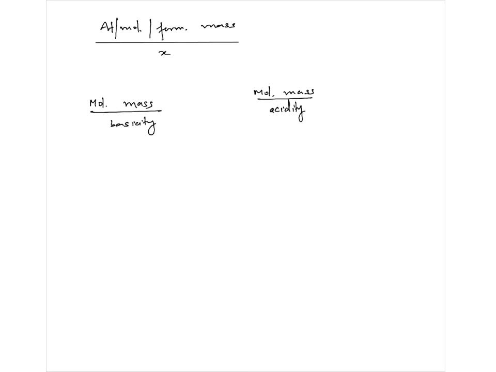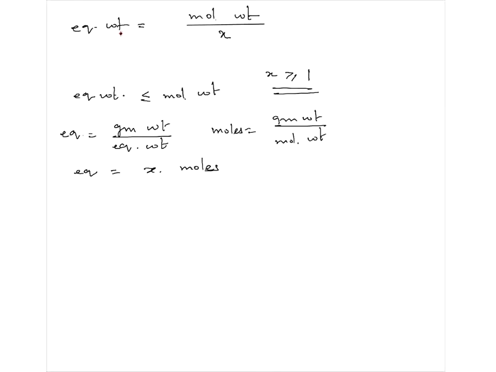And that means that equivalent weight will be less. This is more than 1 or equal to 1. Then equivalent weight will be less than, or it can be equal to, molecular weight, because this fellow is greater than or equal to 1. Equivalent weight is molecular weight upon X. X is greater than or equal to 1. So equivalent weight is less than or equal to molecular weight.